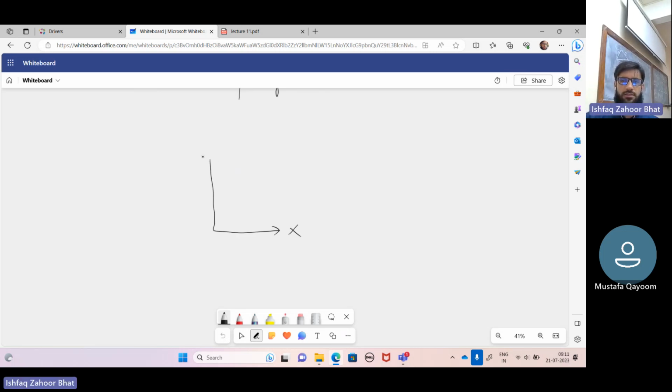So this is the x-axis, this is the y-axis, and this is the two-link pendulum. There is a hinge 1, there is a hinge 2, and there is this mass. So you can use this as theta 1.